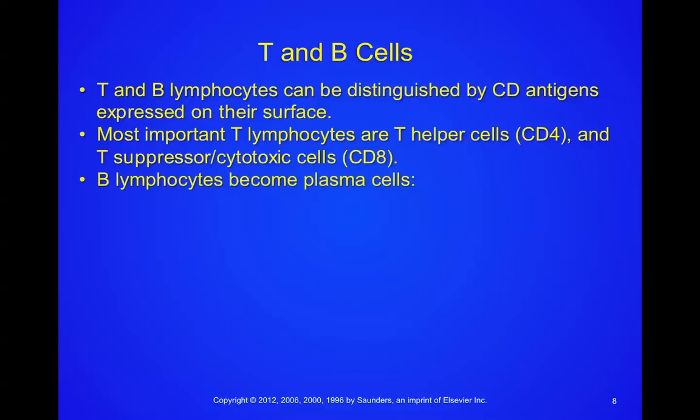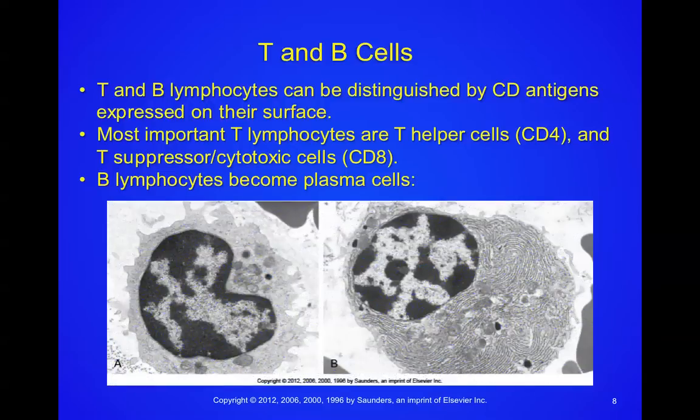Because the B lymphocytes become plasma cells that produce antibodies, they are involved in what is sometimes called the humoral response. In slide A, you can see the B lymphocyte is dominated by its nucleus and has little cytoplasm. In slide B, the cytoplasm of the plasma cell is well developed, containing numerous stacks of rough endoplasmic reticulum, which are the site of antibody or immunoglobulin synthesis.